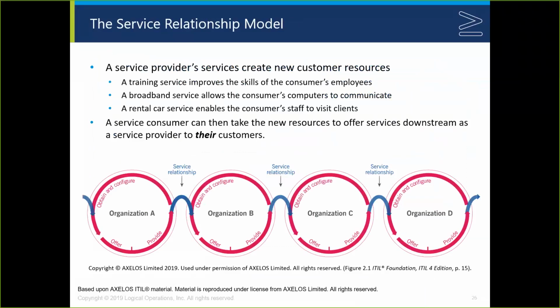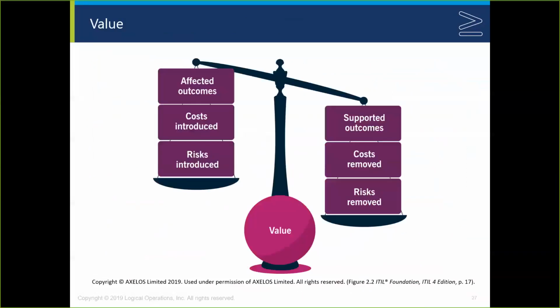They introduce the idea of a service relationship model. Service relationship models, again, pretty much describe how we act both as providers and consumers. And as somebody consumes one service, they may then use that to produce other things downstream for their customers and so forth. Talk about the idea of value.